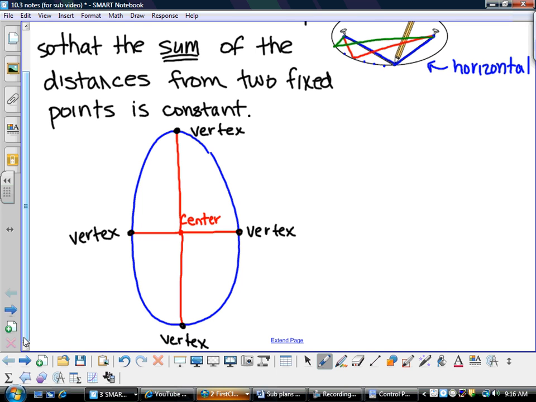Now those vertices are not where the thumbtacks were. If you look back up in the picture at the top, the thumbtacks are sort of inside the ellipse, and they're always going to be on the long radius. It's not really a radius, we're just using that word for right now. It's always going to be on the long direction of the ellipse. And those 2 points, each one is called a focus, and together they make 2 foci.